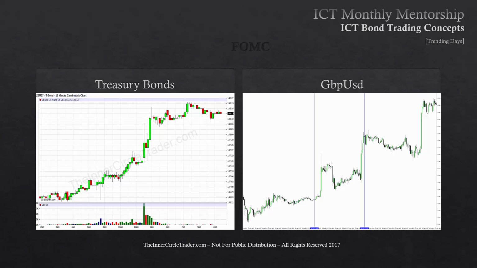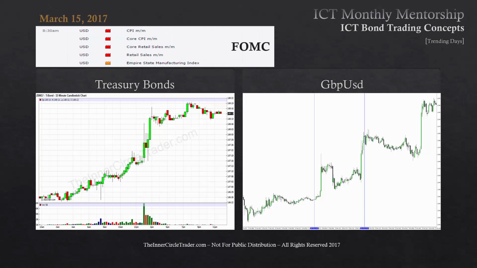Okay, our last example here for another day. We're looking at March 15th, 2017. Our economic calendar is seen here, loaded with high impact news, dollar-based. Treasury bond market, small consolidation on the daily chart. In the 15-minute chart here, we can see that it was absolutely no problem for it to rally at the 7:30 time period on the chart, which means it's 8:30 in the New York time.